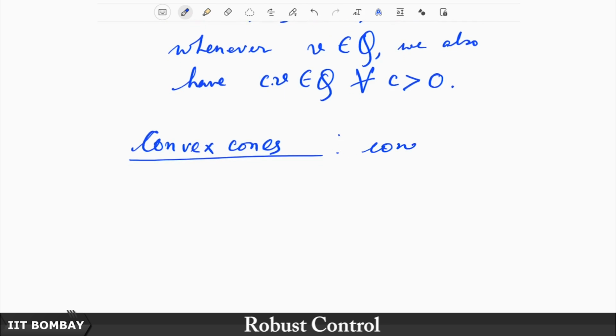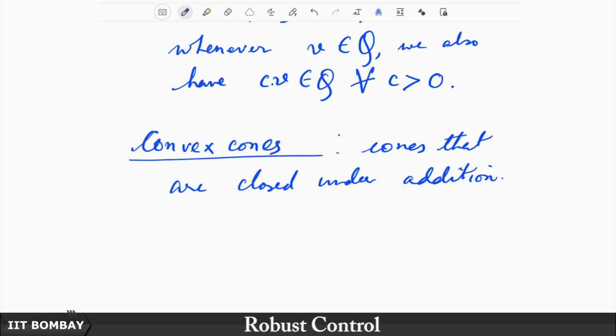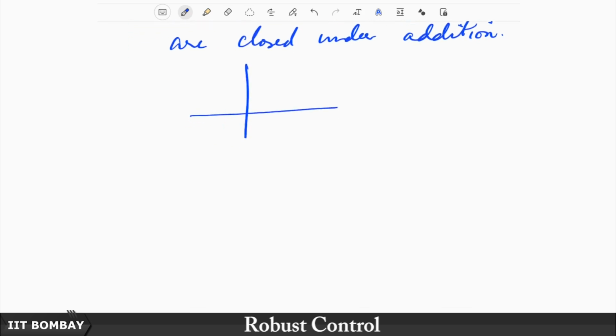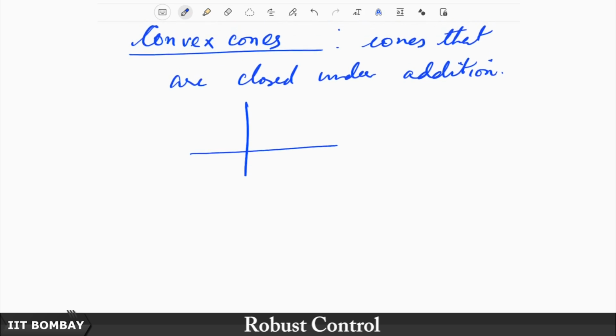So, what are convex cones? In short, cones that are closed under addition. Yeah. So, what does that mean geometrically? You see, basically again, much as I might not like to draw figures, but here it goes. So, let us say in the 2D or maybe 3D space, whatever. Suppose you have this vector belonging to a particular set. Then it must be that this entire line in the positive direction must belong to that particular set Q if it is to be a cone.